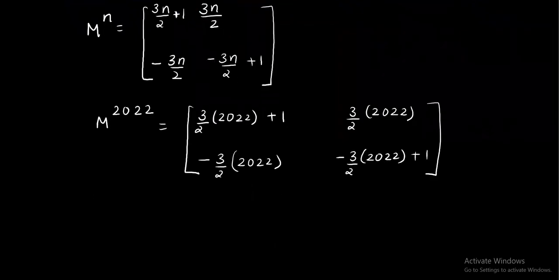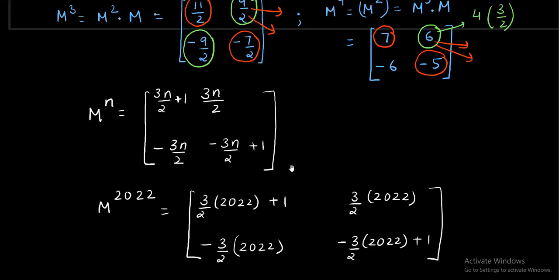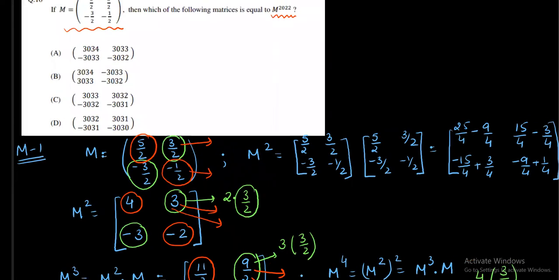Completing the calculation part gives me the answer. This turns out to be 3033 plus 1, so 3034. This is nothing but 3033. This is going to become minus 3033. And this will become minus 3032. So this is the answer for the question. Let us go back and check the options, what all options they have given us. Out of the 4 options, you can see that option number A turns out to be the correct option. So nothing is bad with this method.